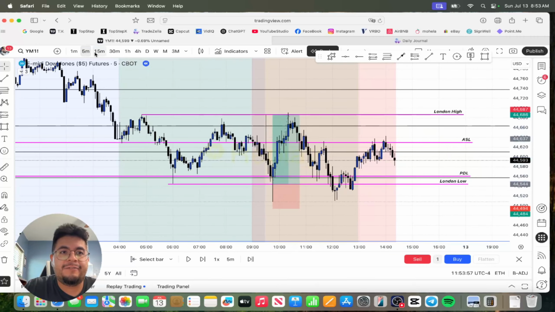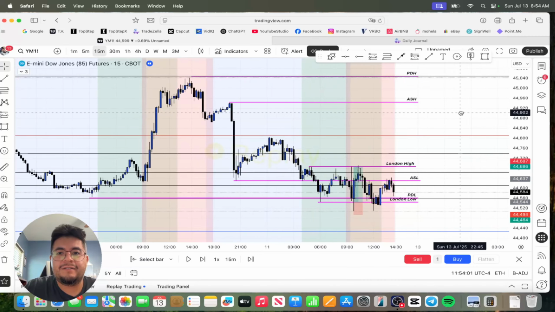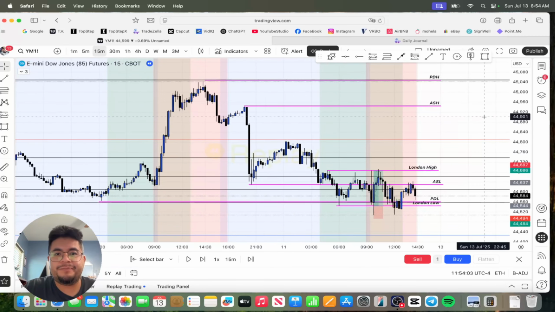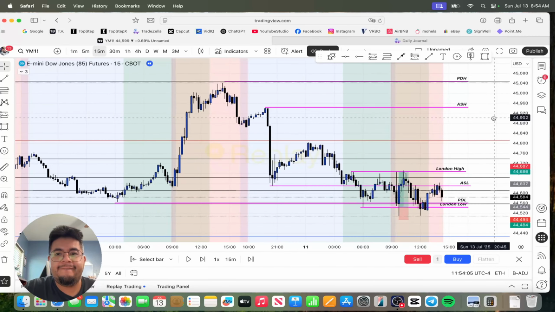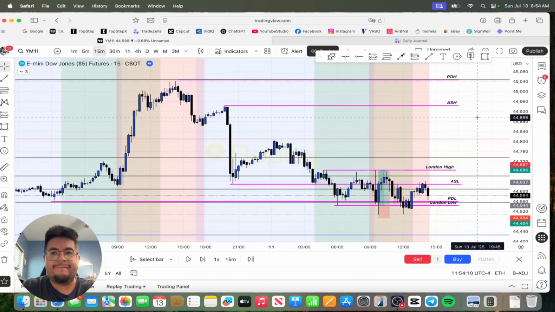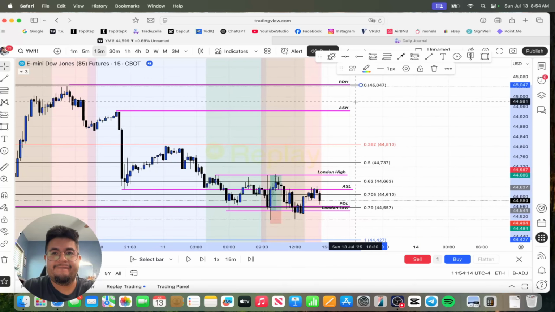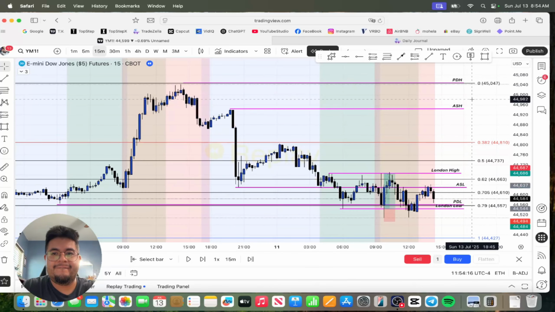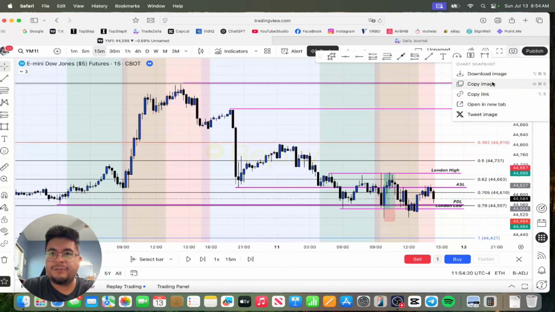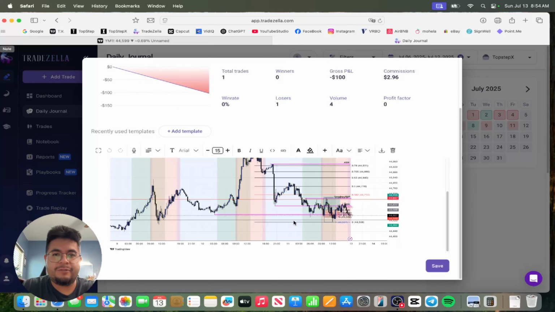So we're gonna go down to the 15 and just screenshot this. And in line with that 79% fib level. Okay, so copy image, daily journal, Friday. Yeah, so this is the trade idea that I had on Friday.